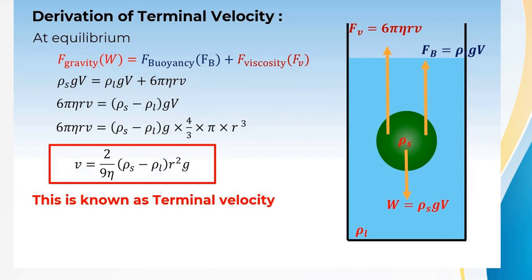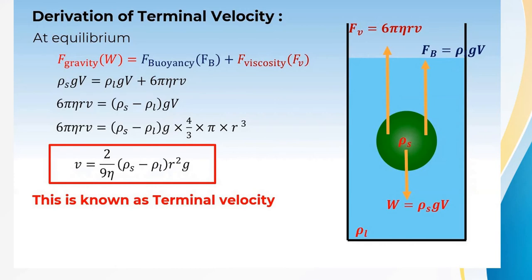And what is the other force acting in the upward direction? That is the viscous force, given by Stokes law, which is 6 pi eta rv. So now we can write at equilibrium, weight should be equal to buoyant force plus viscous force. So W is equal to F_B plus F_V. W can be written as rho s into g into V, buoyant force can be written as rho l into g into V, and what is left is the viscous force, which is 6 pi eta rv.